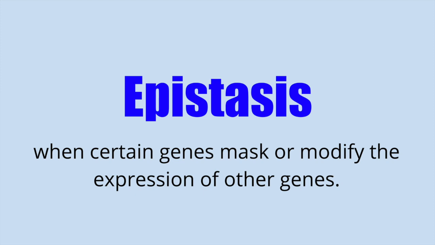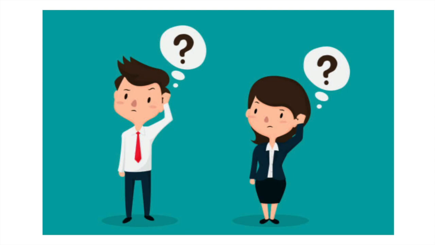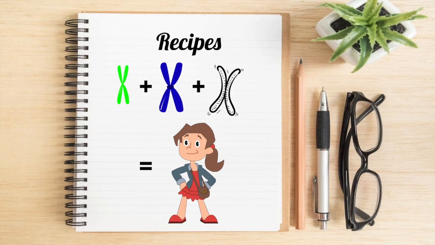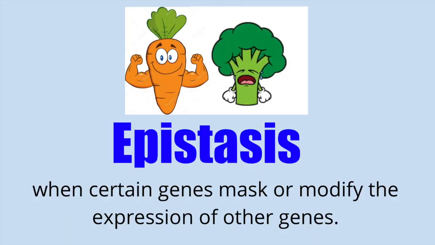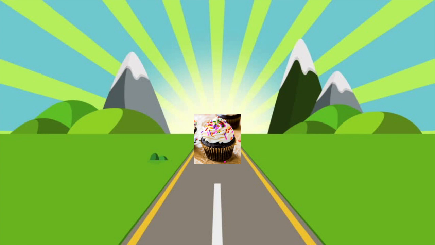Epistasis occurs when certain genes mask or modify the expression of other genes. What does this mean? Let's think of genes as ingredients that come together to form the recipe of what makes you, you. Sometimes different ingredients can mask the taste of other ingredients in a recipe. Epistasis is often shown as a pathway.